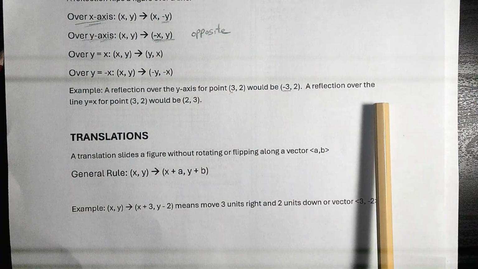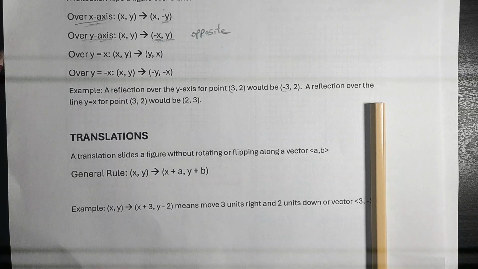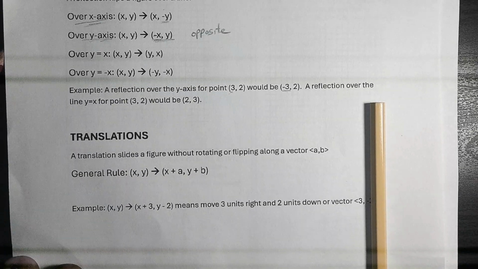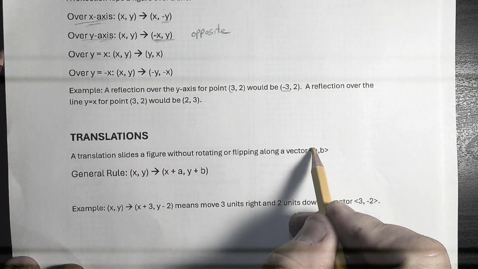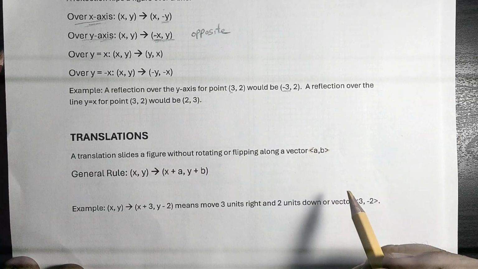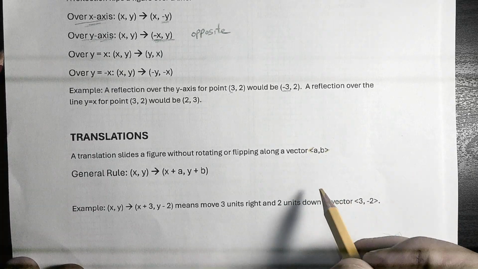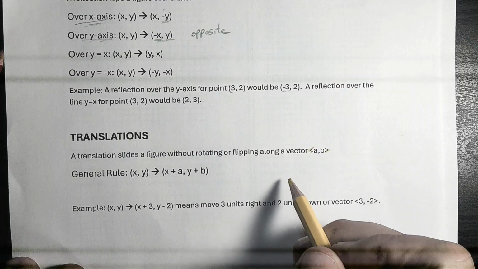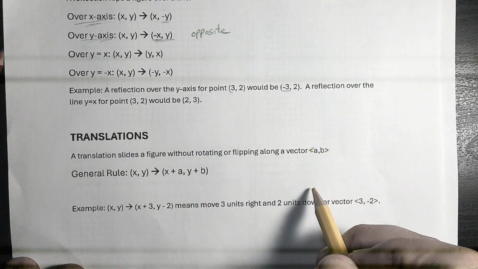And we will start from translations. A translation slides a figure without rotating or flipping it along a vector. Now, a vector, you notice that these are not parentheses, they're the pointy kind. The numbers in here are represented AB. A is going to be the same as X, left, right, and B is going to be up, down.